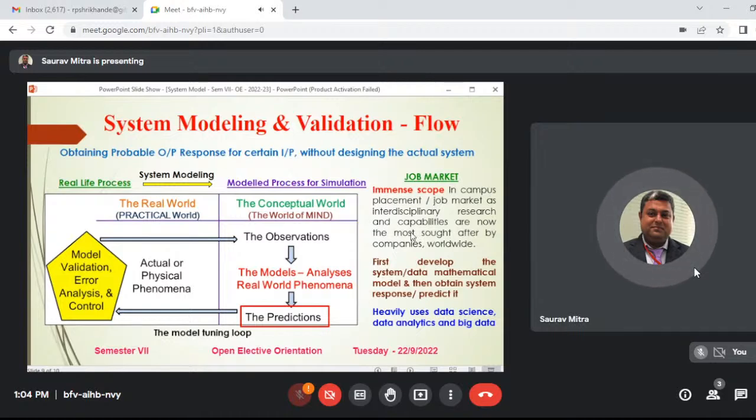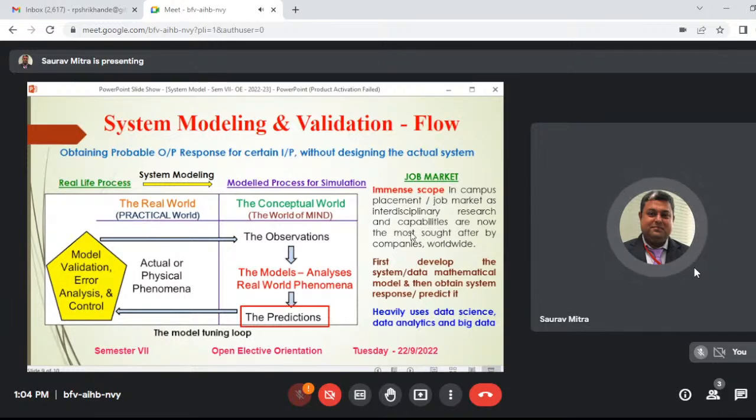Why do this course? Because there is immense scope in the job market, in campus placement, in interdisciplinary research. You can go into electric and hybrid vehicles, power electronics, data science, loan disbursement, the financial market, national economics, or any other field like hydraulics, biology or sociology. There is no field where system modeling is not used. That's why this subject is kept as an open elective, so that any student from any domain can get to know the basic principles of system modeling.